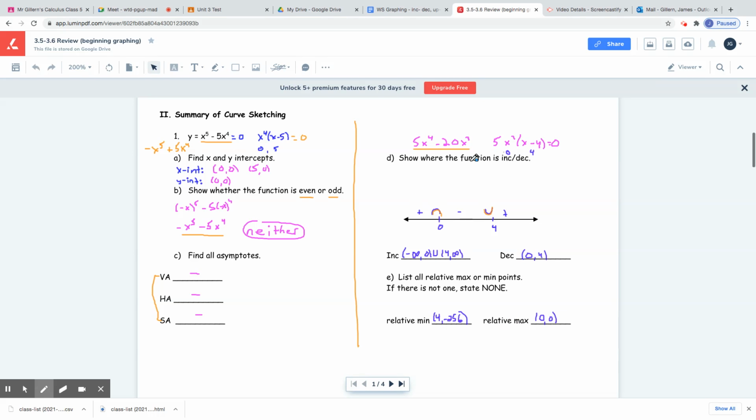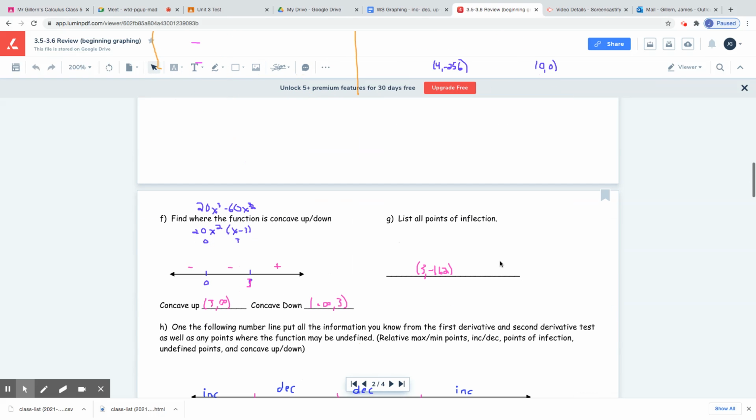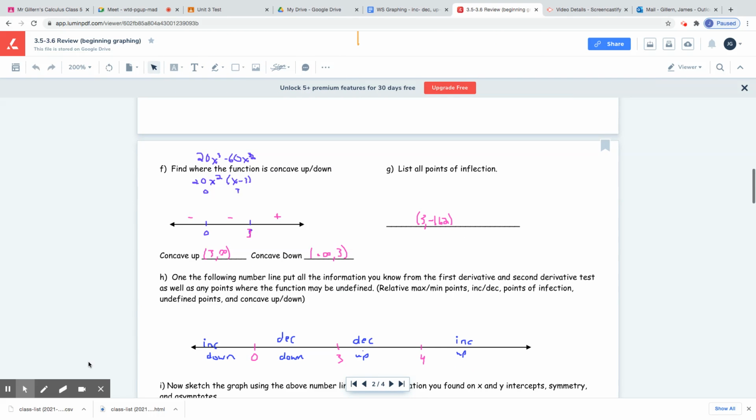Right? So hopefully by now we're starting to get a little better at all the increasing and decreasing stuff. Right, any questions on the first derivative? All right, so then second page here, we have the second derivative.